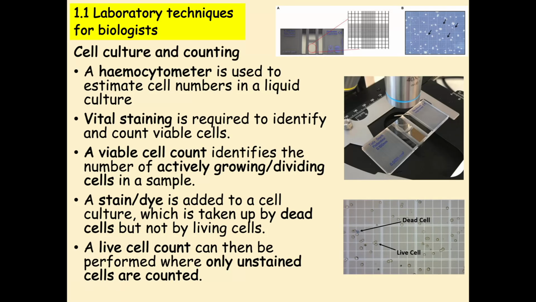And therefore, the ones that have taken up the stain or dye, we don't count, and we do count the ones that haven't. That would be a live cell count, if we only count the unstained ones. And we can see again, bottom right, an image there where we've got a dead cell amongst all the live cells within a culture there.